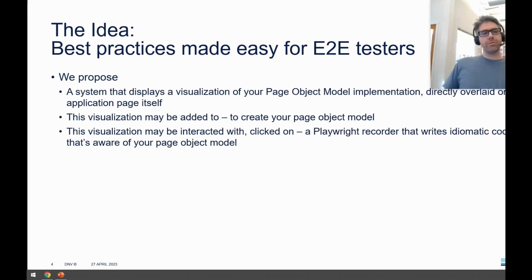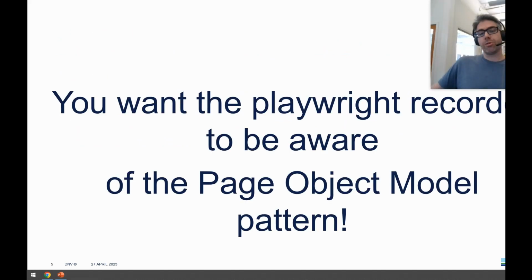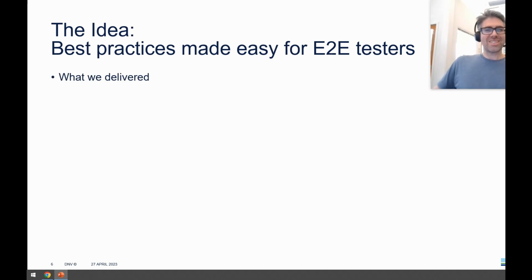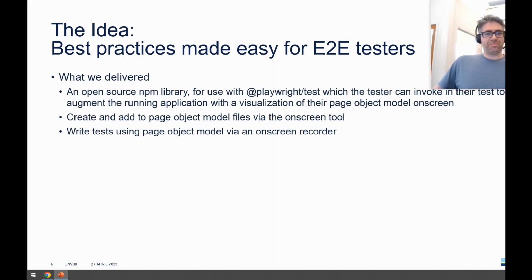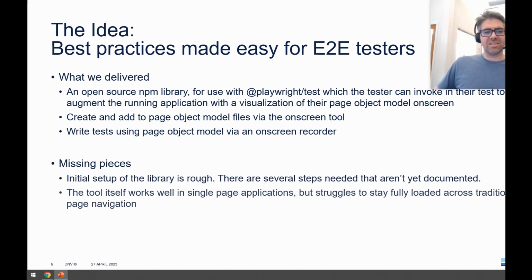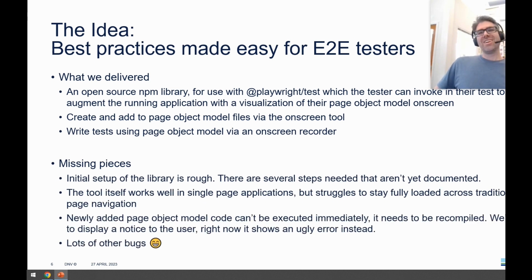We propose a system that displays a visualization of the page object model implementation directly overlaid on the application page itself. The visualization may be added to create your own page object model, and the visualization may be interacted with, clicked on, with a Playwright recorder that writes idiomatic code that's aware of your page object model. In short, you want the Playwright recorder to be aware of the page object model pattern. So we did it! Lots of great stuff and lots of bugs. So let's take a look at it.